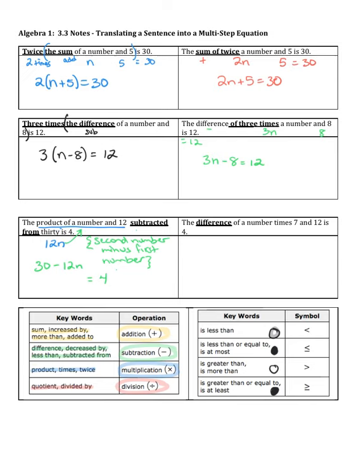Let's do the last one. The difference of a number times 7 and 12 is 4. The difference of a number times 7 is 7n minus 12. So you kind of have a number times 7. That's 1 unit. A number times 7 is 1 unit. Now you've got 7n minus 12 equals 4.